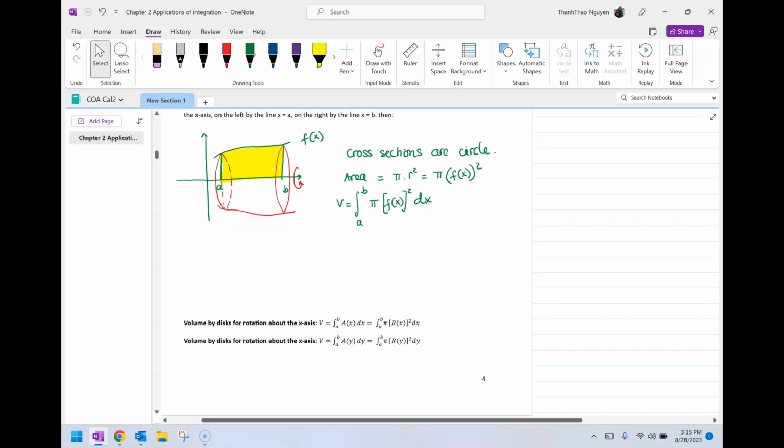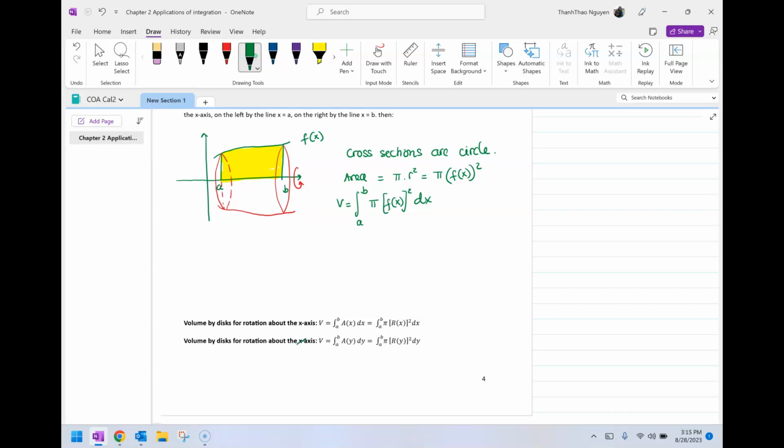So, in general, we can rotate this cross section about the x-axis or about the y-axis. It depends on the question. If we rotate about the y-axis, then we will integrate with respect to y. Okay, so let's take a look at an example.